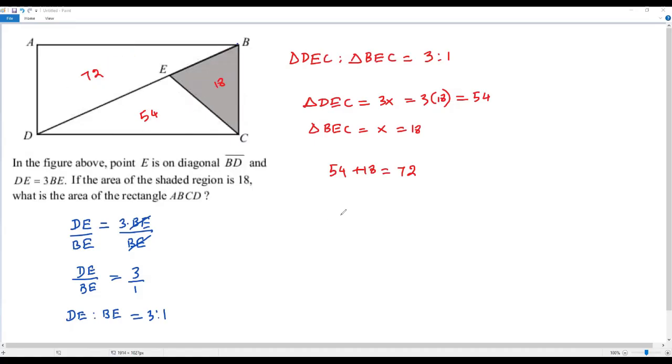So now to get the area of the rectangle, we have to add the areas of the two triangles, 72 and 72. When I add them, I am getting 144. Therefore, the area of the rectangle ABCD is 144 square units.